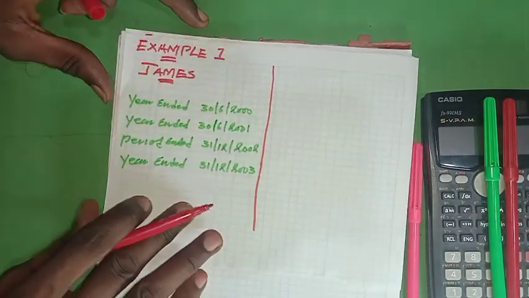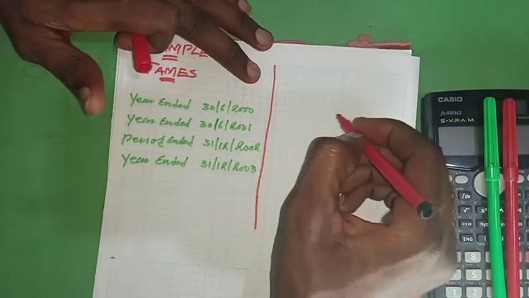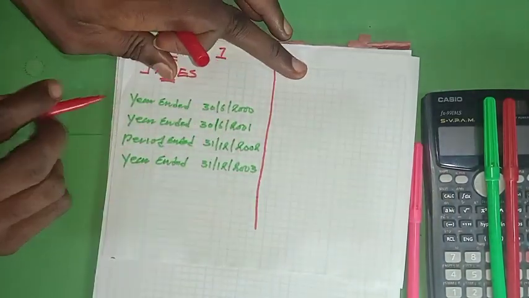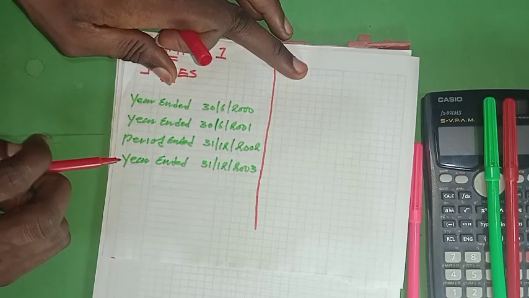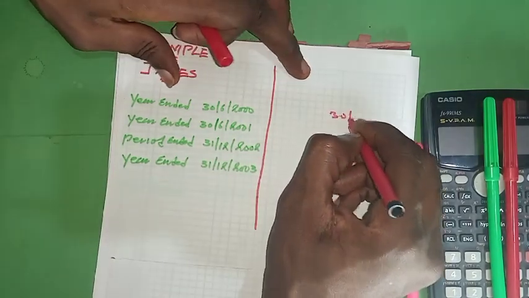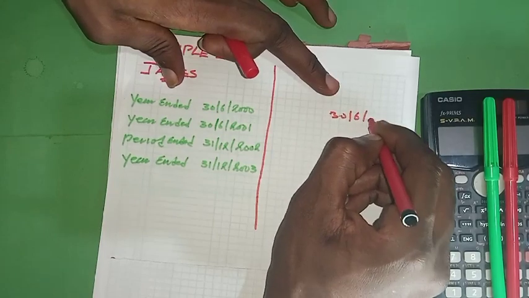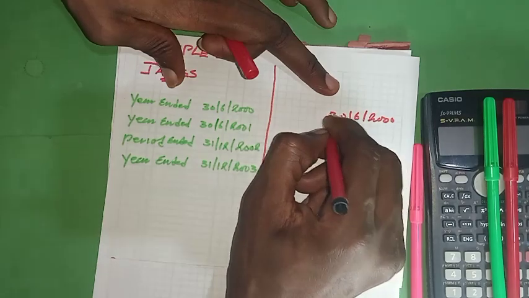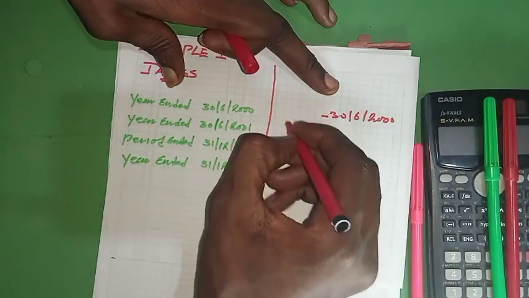I'll show you two methods. Here, let's do the same thing. Here is 2000, 21, 22, 23. Year end, period, year end. Now here you have 36, 2000. When did they start the account?